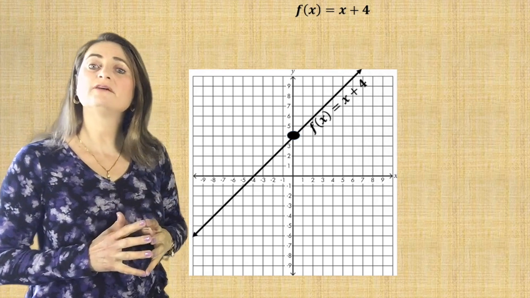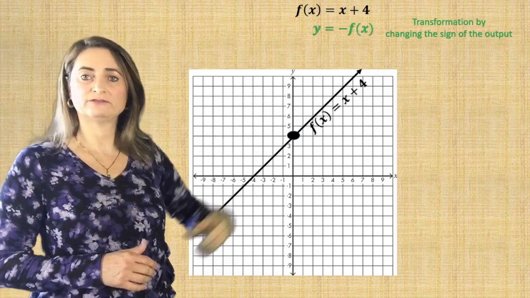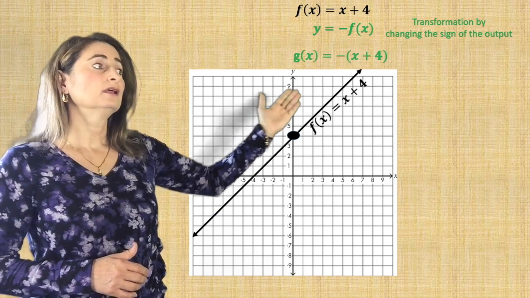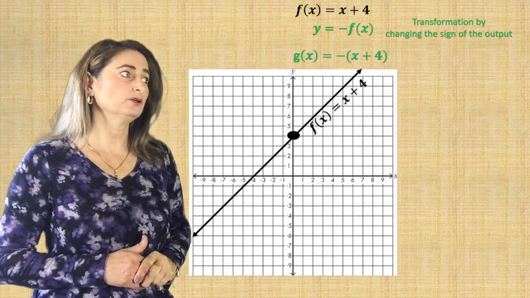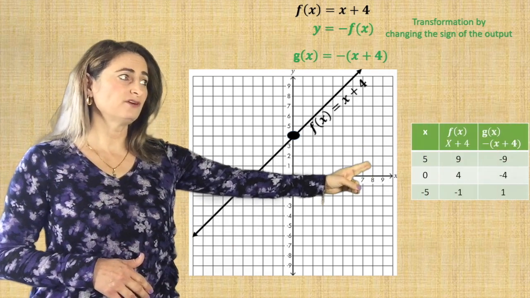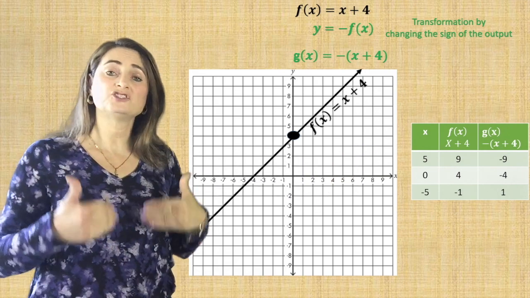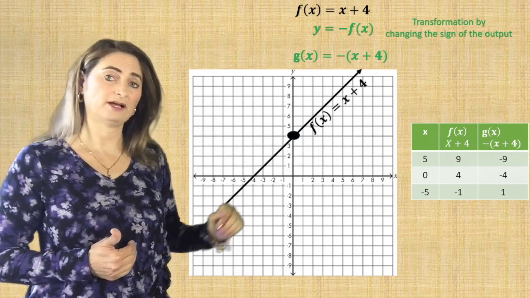Change the sign of f of x. So the new equation would be y equal negative f of x. To write that equation, it will be g of x equal negative, and replace f of x with the equation x plus 4. Now make a table where x is 5, then the f of x is x plus 4, but now I need the g of x, which is negative of f of x, so it's -9.